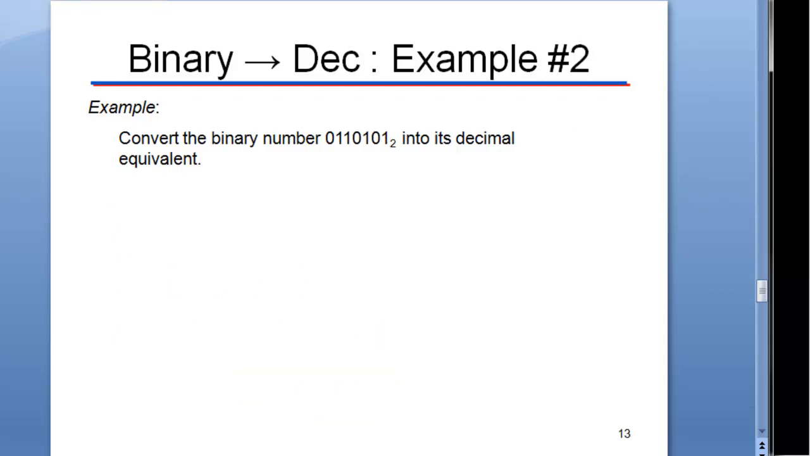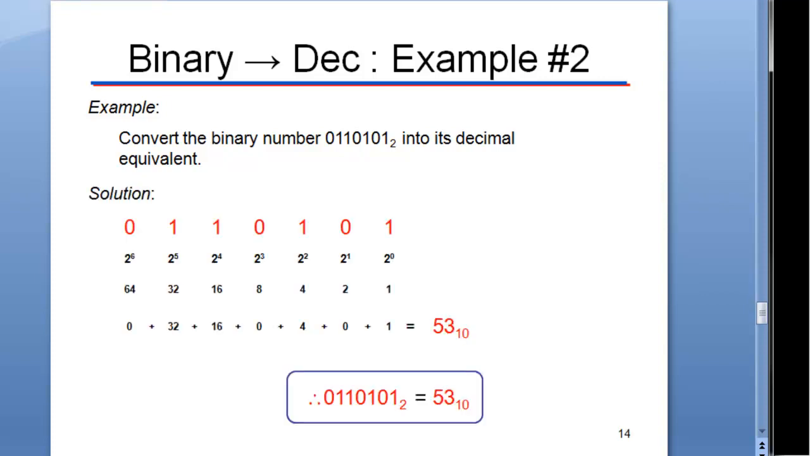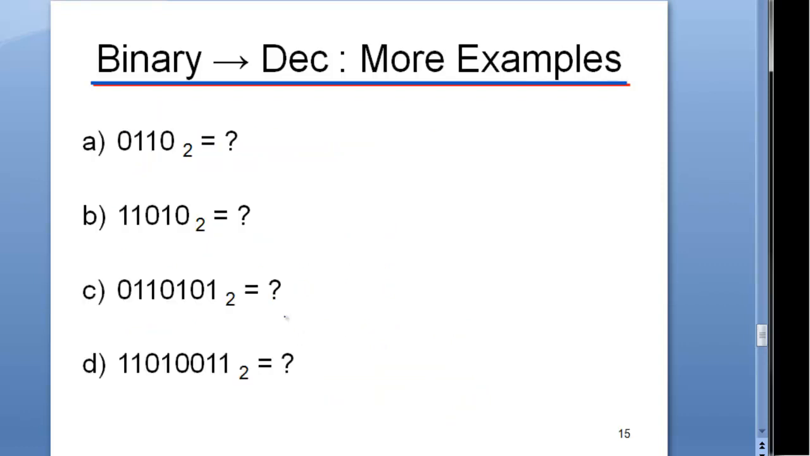So here's another binary number, and I'm going to give you a minute to calculate this one out. Let's see if you can get it right. Okay, so now that you're back, you should have gotten 53. You can see that 0 plus 32 plus 16 plus 0 plus 4 plus 0 plus 1 equals 53. Pretty straightforward.